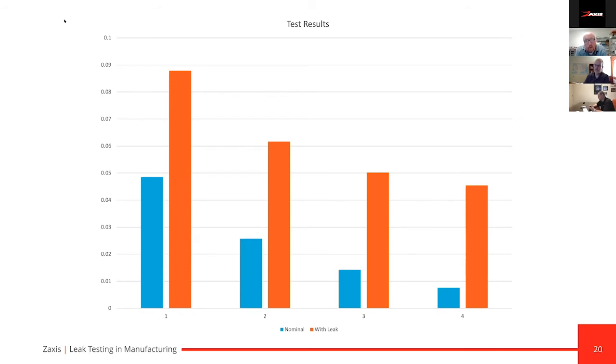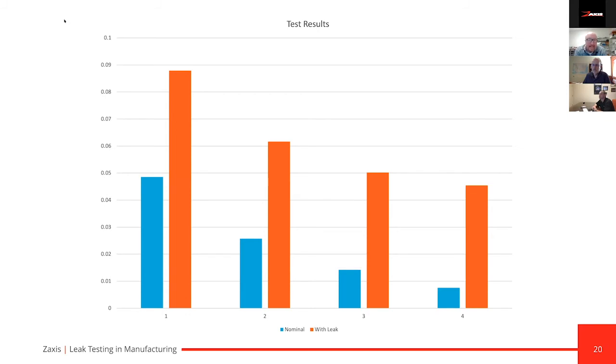One of the rules of thumb that we've used for years to make sure you have a good, repeatable, sensitive test is to have about a 3x or 3 times differential between a good part and a part that is either leaking at your spec or has your known manufacturing defect. So even though we see a separation, and this is only a sample of one, it might be a good test, but we might want to make it better.